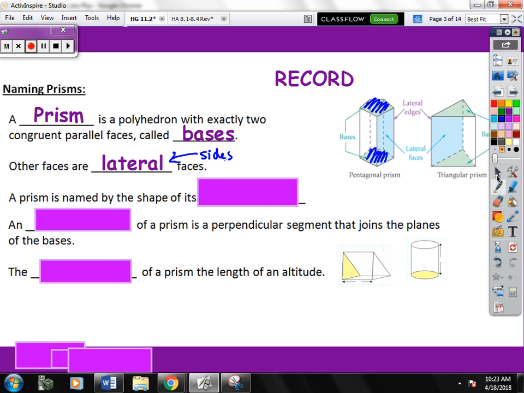And a prism is named based on the shape of its base. So if the base is a hexagon, it would be a hexagonal prism. If the base is a square, it could be a square prism or a triangular prism.